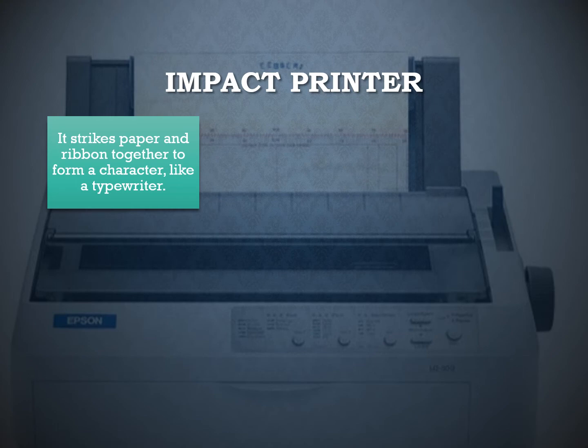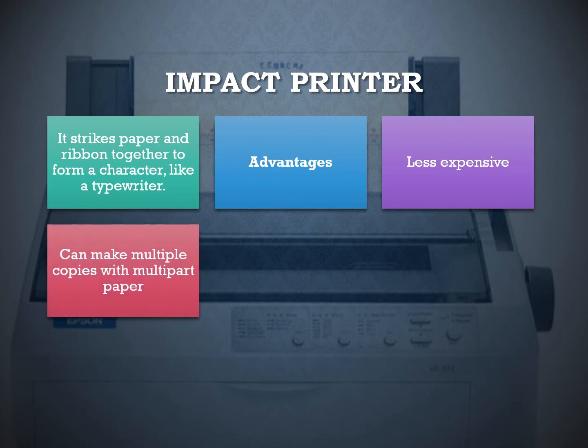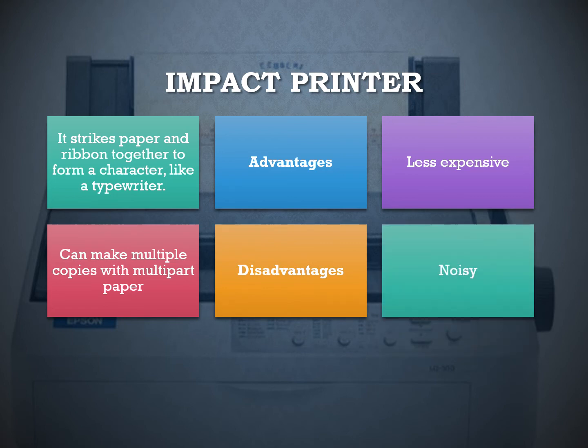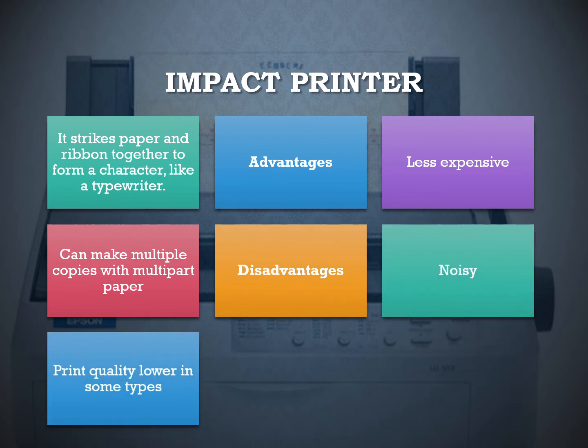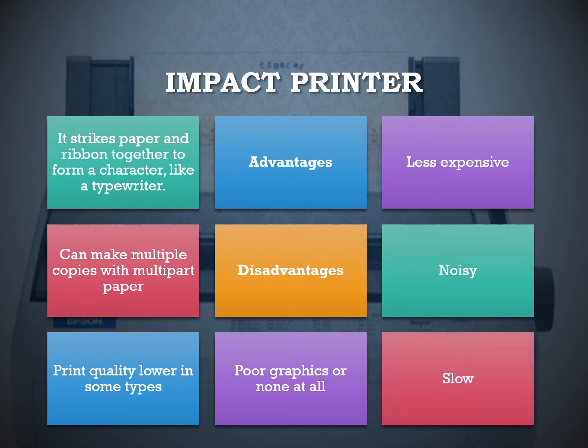Impact printer strikes paper and ribbon together to form a character like a typewriter. The advantages of impact printer are that it is less expensive, and it can make multiple copies with multi-part paper. The disadvantages are that it is noisy, the print quality is lower in some types, and it has poor graphics or none at all. The speed of impact printer is also very slow.